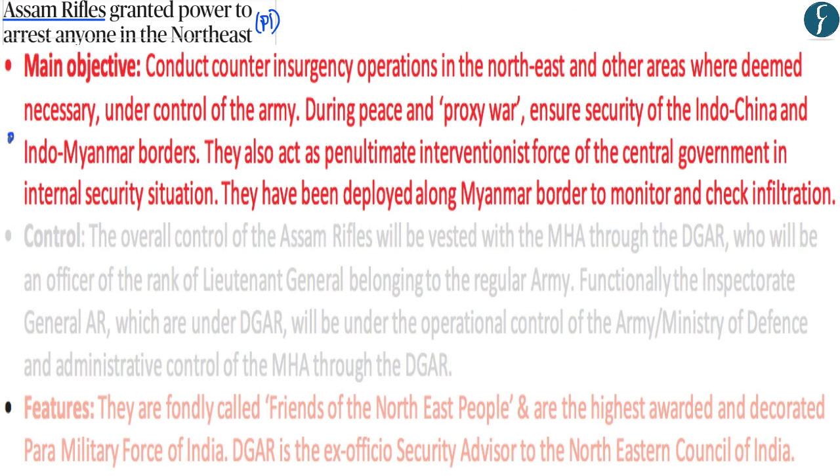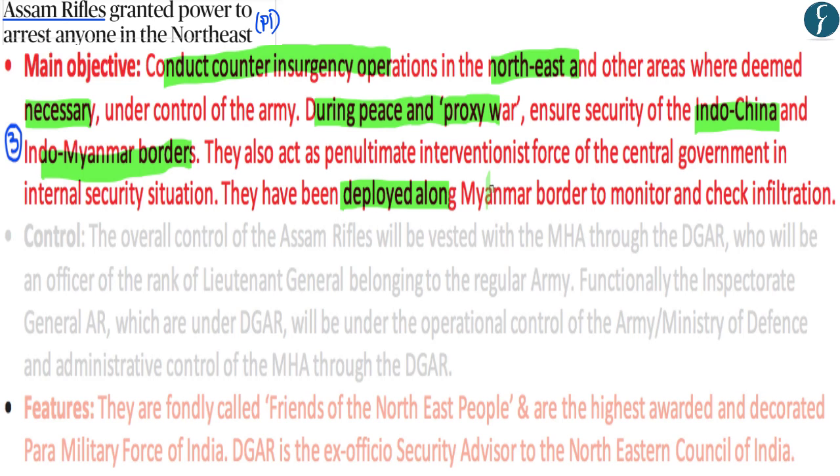Now, the third aspect that you need to know about the Assam Rifles is its main objective. The first main objective is to conduct counterinsurgency operations within the northeast. Apart from this, the Ministry of Home Affairs can also deploy the Assam Rifles for counterinsurgency operations in other parts of India if it considers necessary. During peacetime, Assam Rifles also tries to ensure the security of the Indo-China and Indo-Myanmar border. However, as of now, they have been deployed along the Myanmar border to monitor and check infiltration. The Assam Rifles are the main border security force acting on the Indo-Myanmar border.